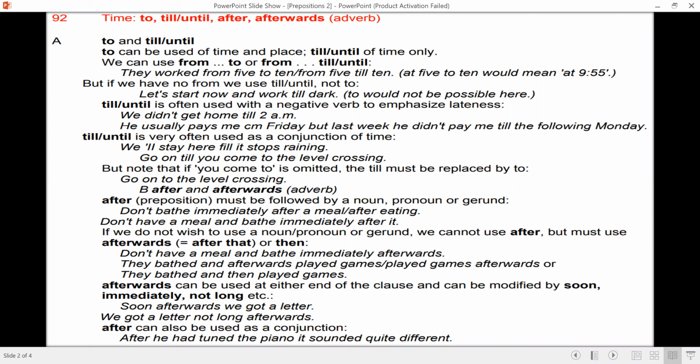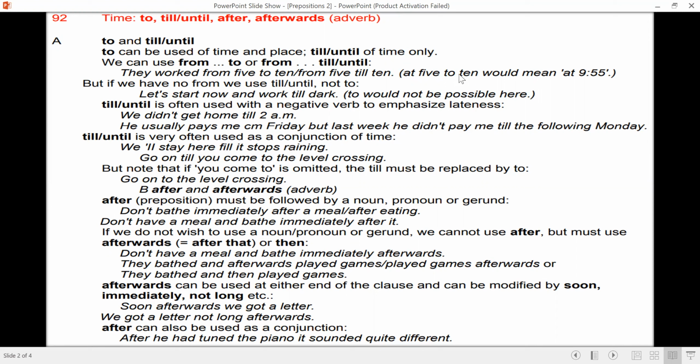We can use from to or from till or until. Wherever you use from, you will also have to use to or till or until. To especially, or till and until, are optional. For example, they work from 5 to 10, from 5 till 10. You can use both ways.